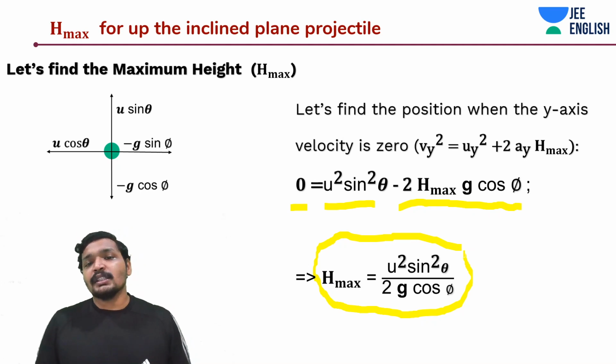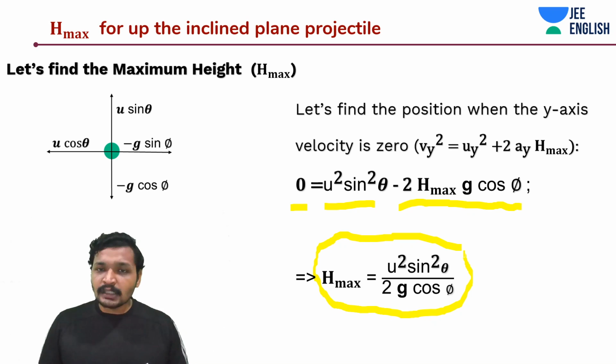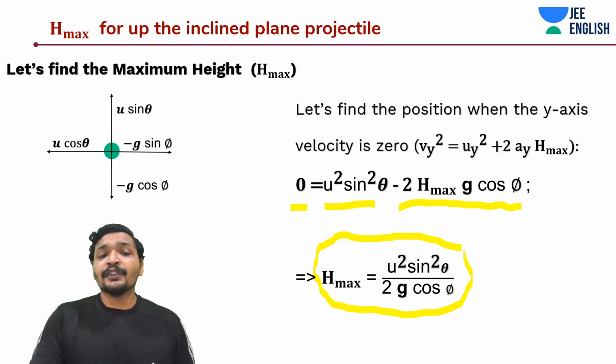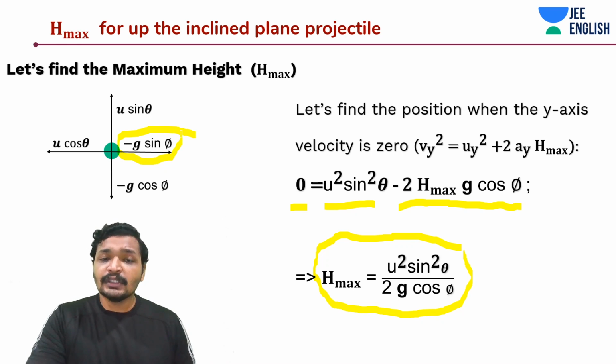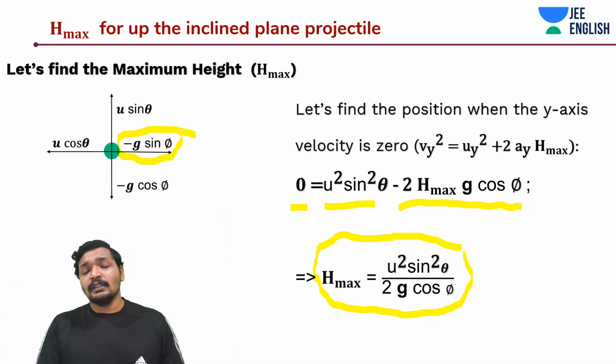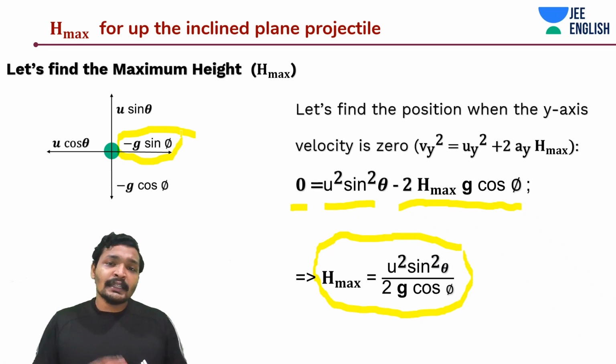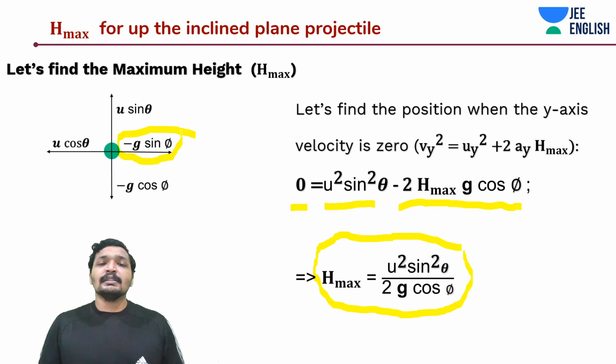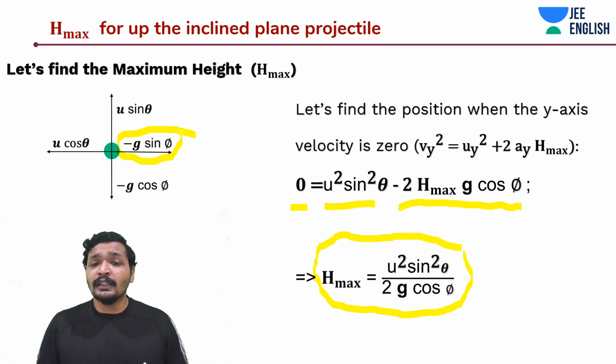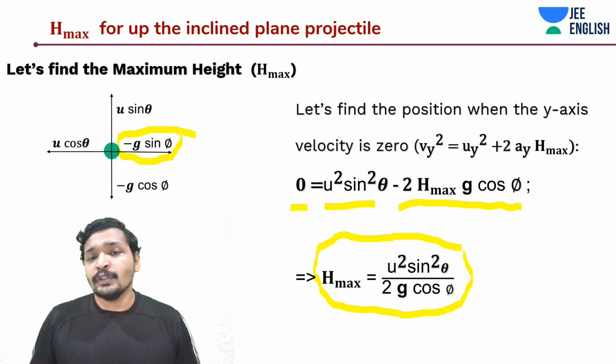But what about the range? Would you do the same thing for the range? Even though there is a deceleration along the x-axis, would that yield any result if I do not consider this minus g sin phi? That would lead me to a wrong solution.